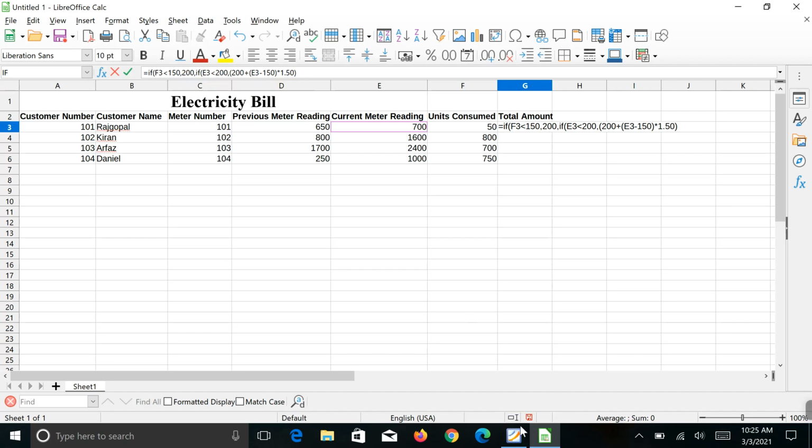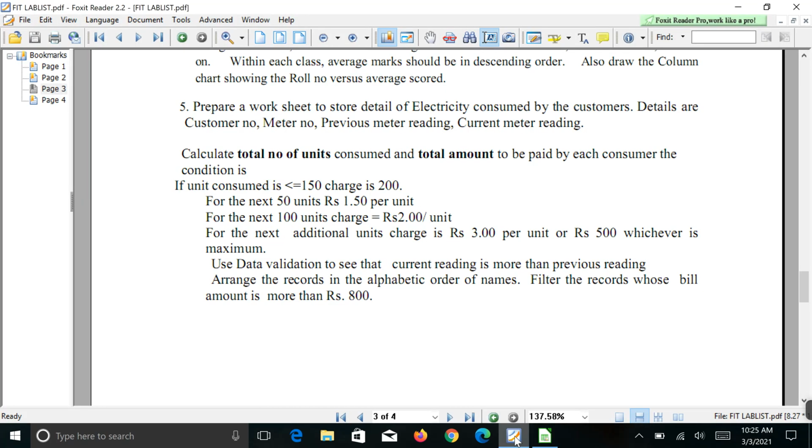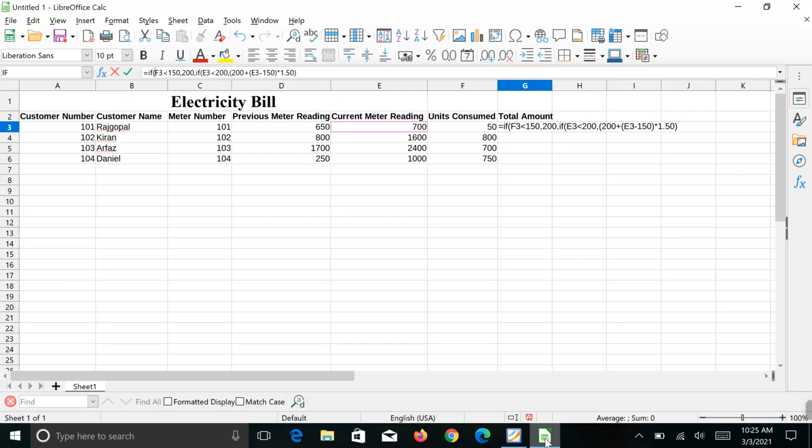See what is asked here? Next 50 units will be charged at the rate of 1 rupee 50 paise per unit. That means the first 150 units are charged at the rate of 200 rupees. The next 50 units are charged at the rate of 1 rupee 50 paise per unit. So that means you are charging 200 plus the next 50 units at the rate of 1.50 rupees. Okay.